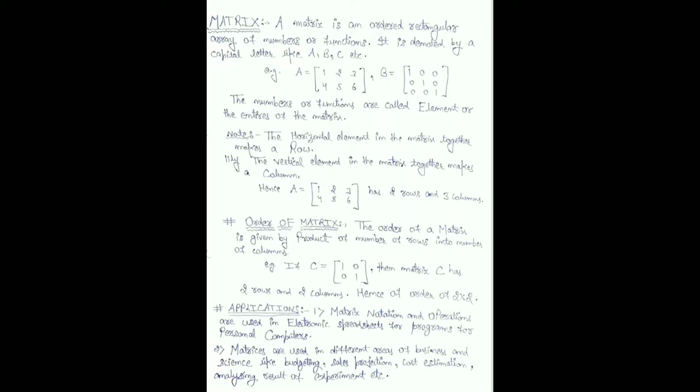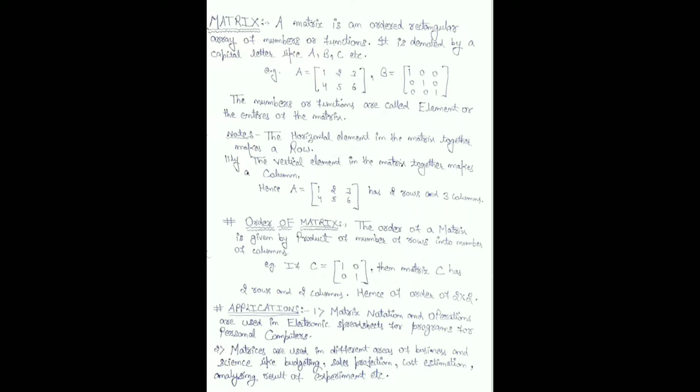First, I am going to tell the definition of matrix. A matrix is an ordered rectangular array of numbers or functions. It is denoted by a capital letter like capital A, B, C. The numbers or functions which we use to form a matrix are called elements or the entries of the matrix. The horizontal elements in the matrix together make a row. Similarly, the vertical elements make a column. For example, the given matrix A, where entries are 1, 2, 3, 4, 5, 6, has 2 rows and 3 columns.